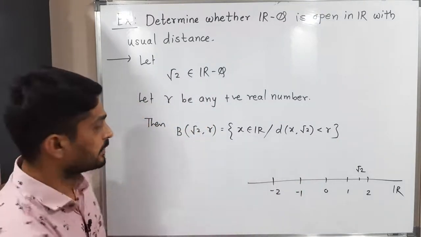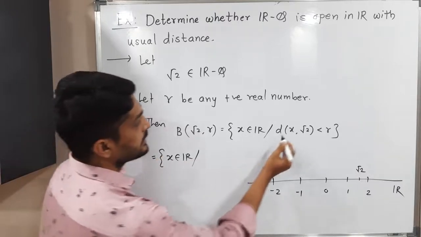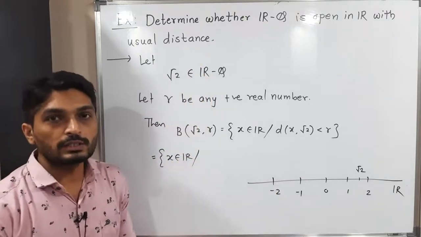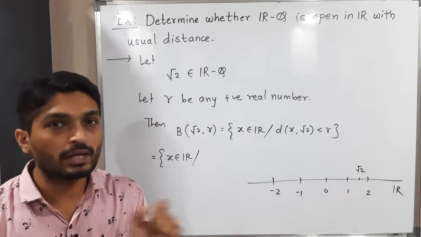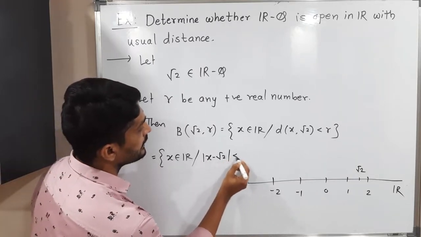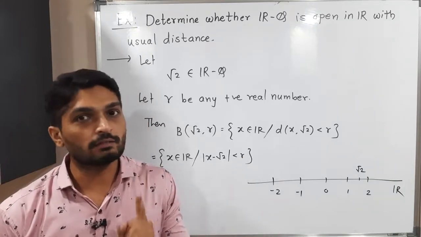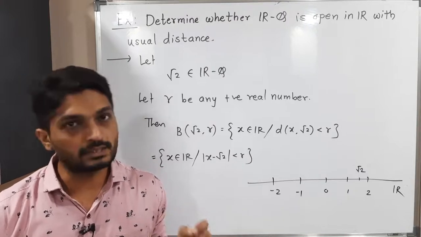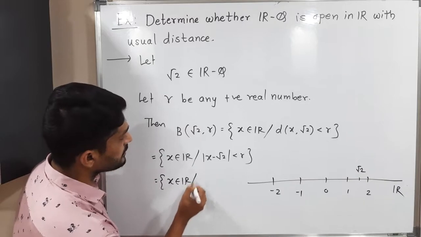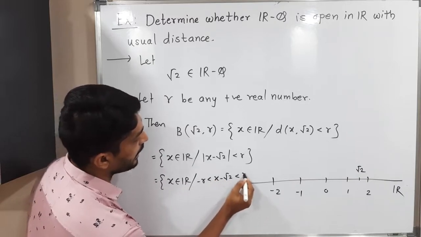Let us simplify it. This is equal to the set of x belongs to R such that, since it is the usual distance in R, that means d of x, y is equal to mod x minus y, it should be mod x minus root 2 less than r. There is one standard result: mod a less than b if and only if minus b less than a less than b. That result I am going to use. So x belongs to R such that minus r less than x minus root 2 less than r.